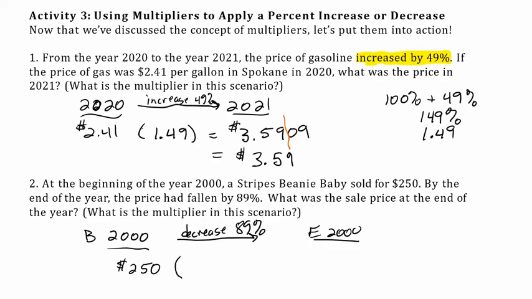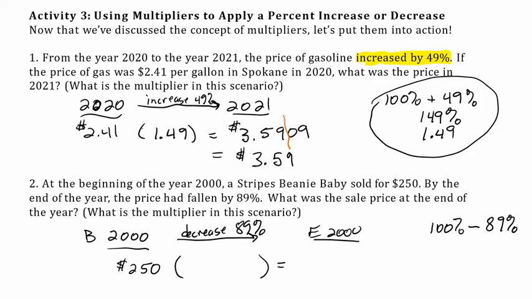Okay, so what's our multiplier? It's not 0.89. You want to decrease, so you've got to do this business over here. We're starting with 100% of the value of our Beanie Baby, and it's decreasing by 89%. So we're only left with 11% of our original value. That's sad. So what is the multiplier for 11%? That's going to be 0.11. So we're going to take $250 times 0.11, and we get $27.50.